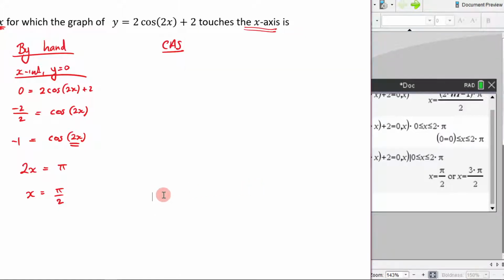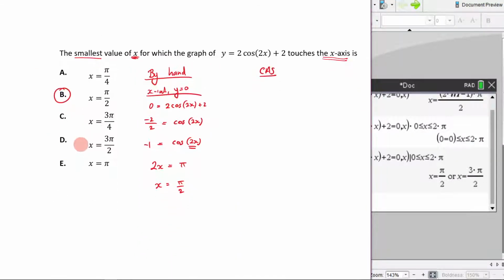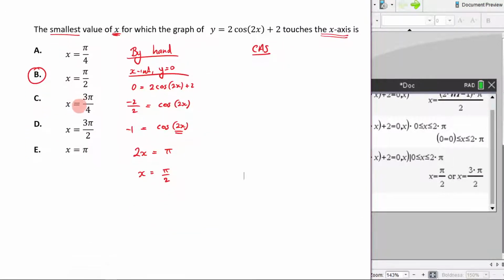So you've got 2 options there. You could use your CAS, or you could do it by hand. It's a question of what you think is the quickest way to do it. But at the end of the day, as long as you know how to do it, that's the most important thing.